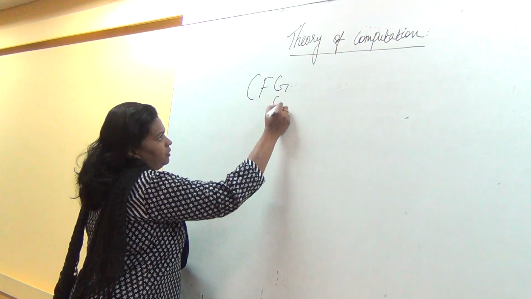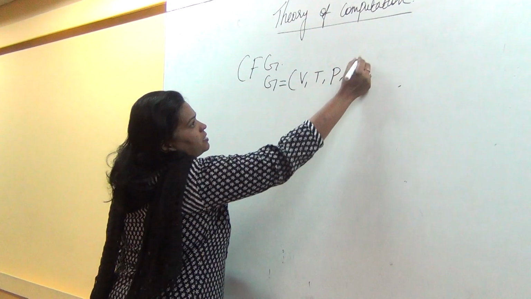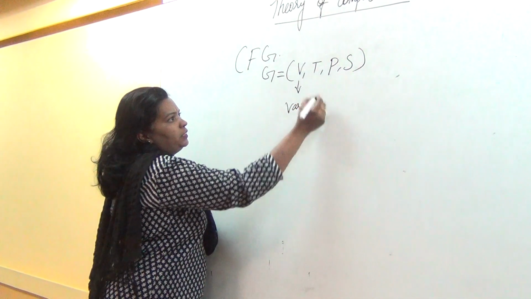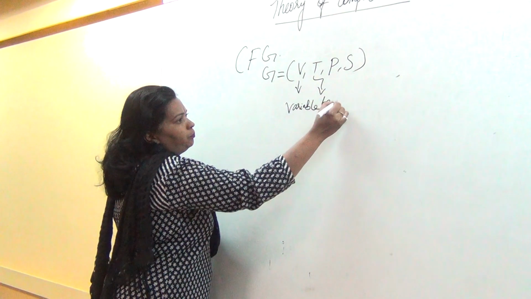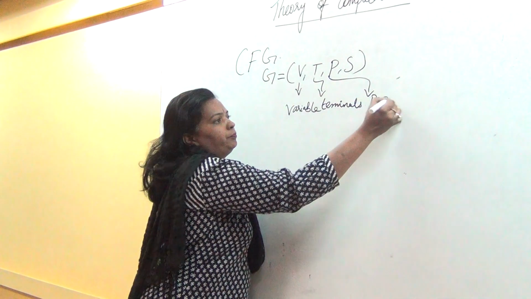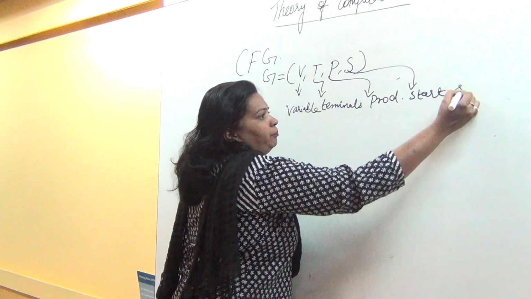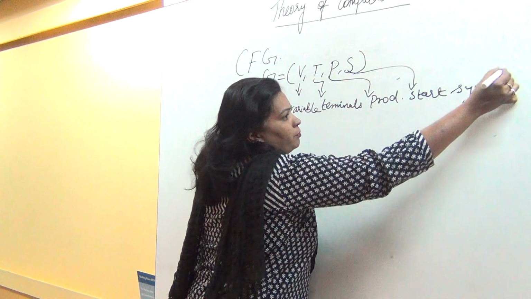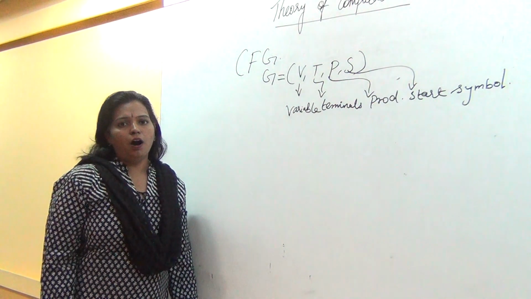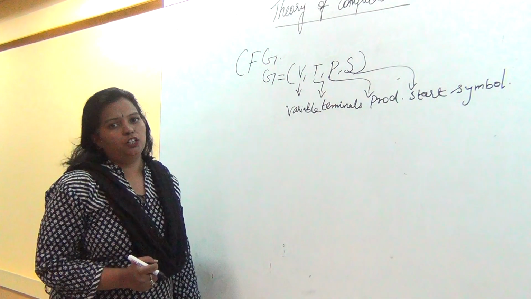In context-free grammar, we define G is equal to V, T, P, S. V is for variables, T, terminals, P, production, S, start symbol. Okay. Now, in context-free grammar, how are we going to convert a particular context-free grammar into Chomsky normal form?